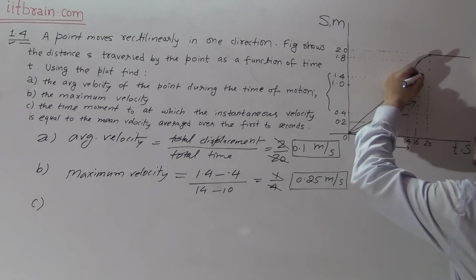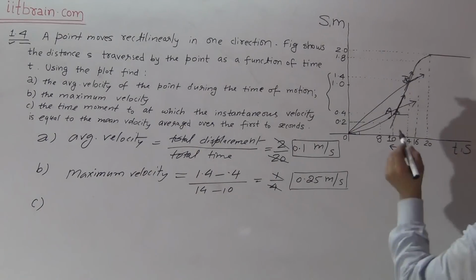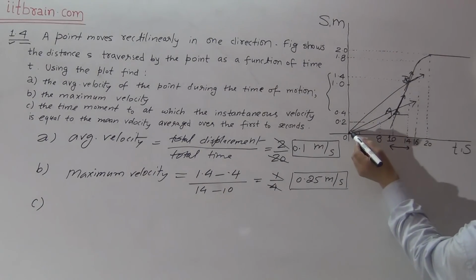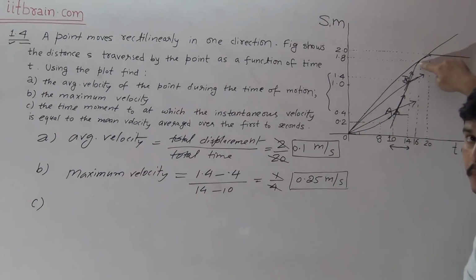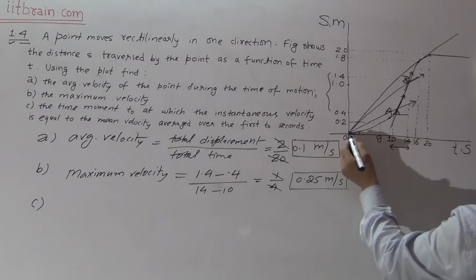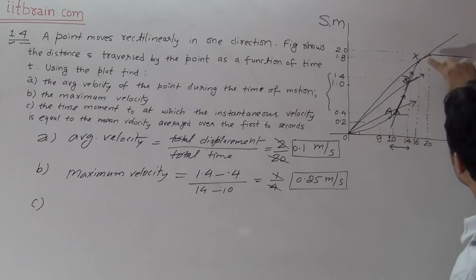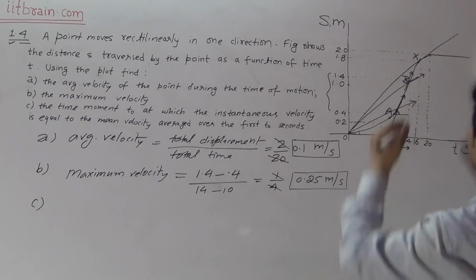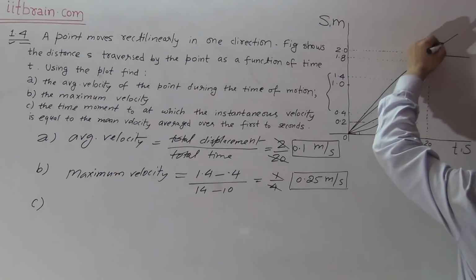because the direction of mean velocity is that and the tangent is drawn in this manner. Again, this is not the answer. If we draw a line from this point to this point, the point which is the maximum of the curve, then we see here that if we join O to X, then this line and the tangent drawn at the same point will be parallel to each other.